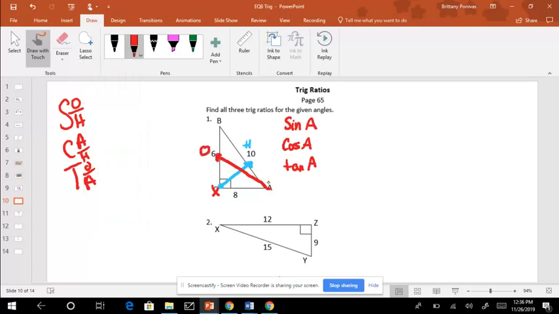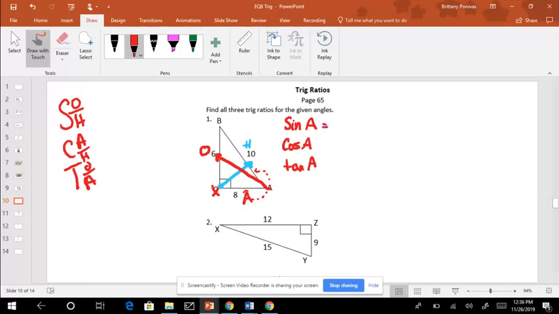Adjacent means next to. So next to angle A, we have this side right here. Well, this 10 is already labeled with your hypotenuse, so it cannot be your adjacent side. That means that 8 is your adjacent side. And all you do is you set up fractions.